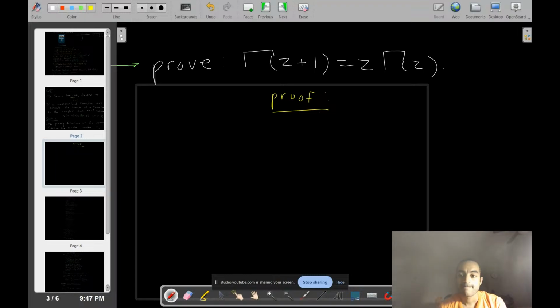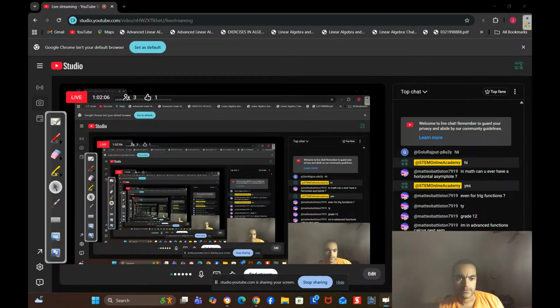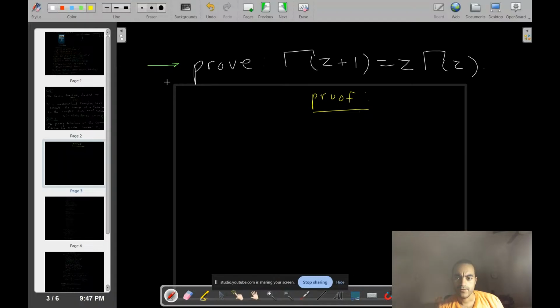All right. So the way we do it, we want to make sure that the left-hand side equals the right-hand side, if anyone understands what I mean. That's all we're doing when we're proving this.